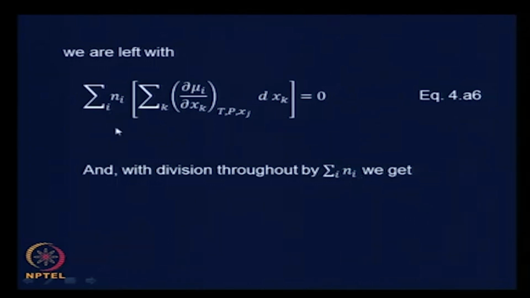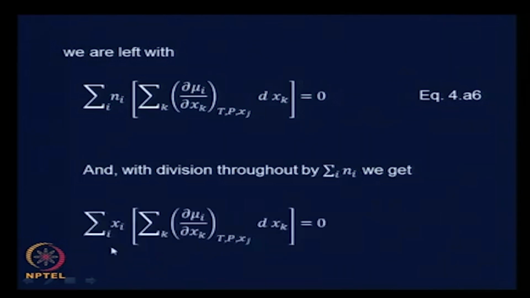With division throughout by sum over Ni, in other words, we are going to divide the left hand side by sum over Ni and the right hand side also by sum over Ni. Here it does not matter. We will get sum over i of xi, Ni over sum over Ni being nothing but xi, the definition of mole fraction, times sum over k dou mu i dou xk at constant T, P, xj, dxk equals 0. Equation 4a7. Okay. I think we need to stop here, we are out of time.